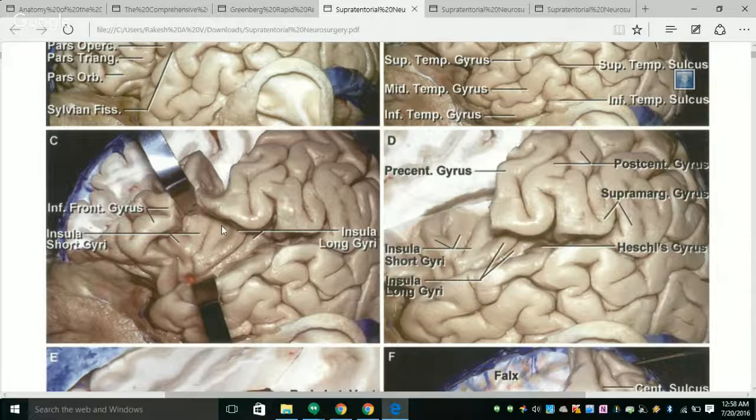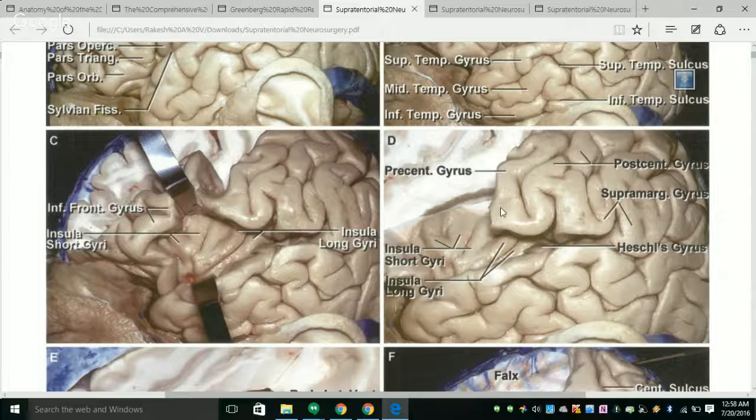So we have the circular or limiting sulcus and the insula here. As you saw those opercula that we had before, we just retracted them like this, and then we can see the insula deep to these opercula. So the short gyri of the insula are located anteriorly and the long gyri posteriorly. Okay, and now it goes on to figure D.